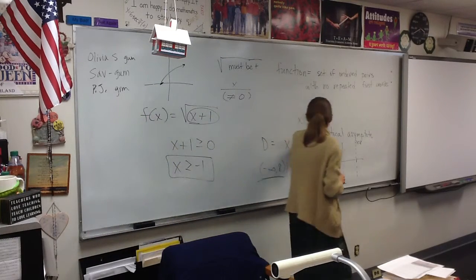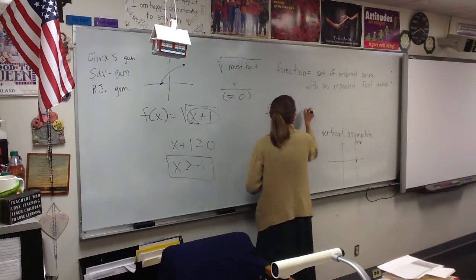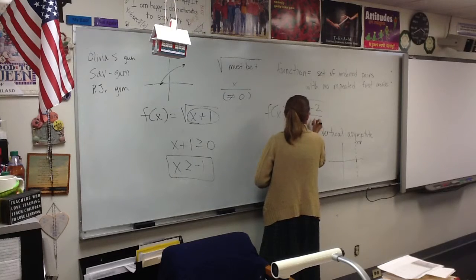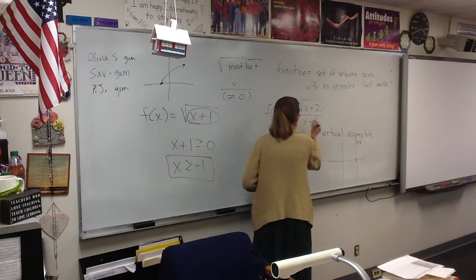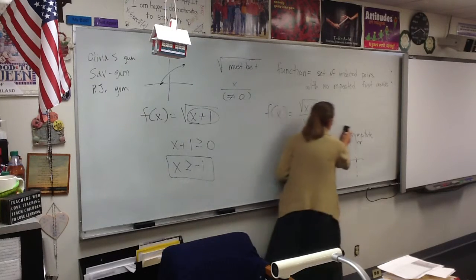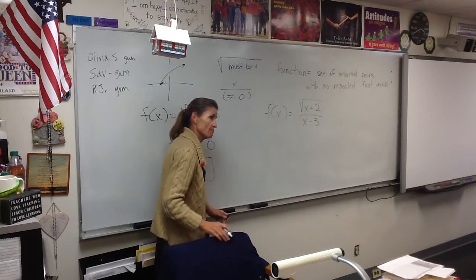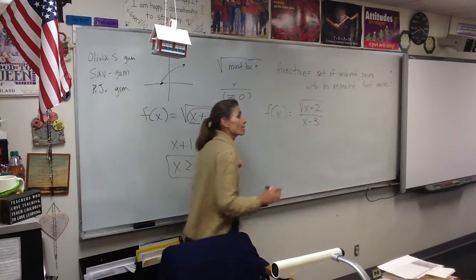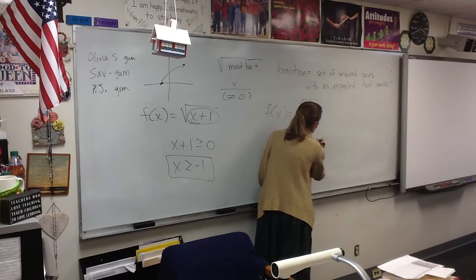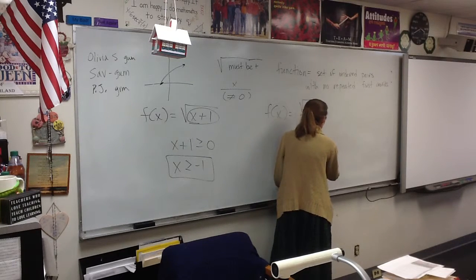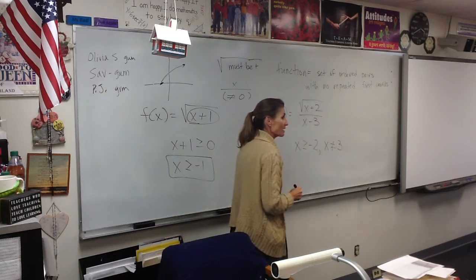What if we had this? Now we got double trouble, kids. Tell me about this domain. Miss James. So usually, x has to be greater than or equal to -2, but then x cannot equal 3. And x cannot equal 3. You are exactly right.